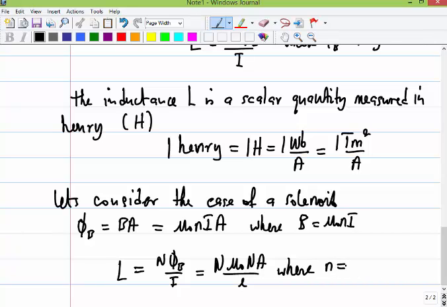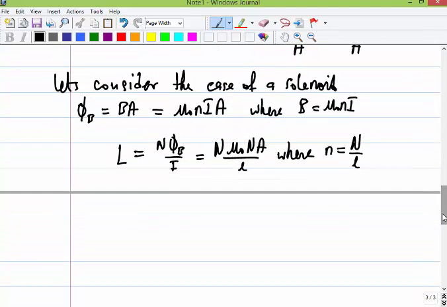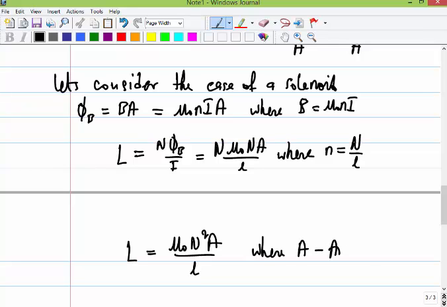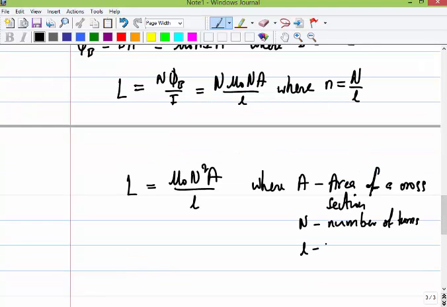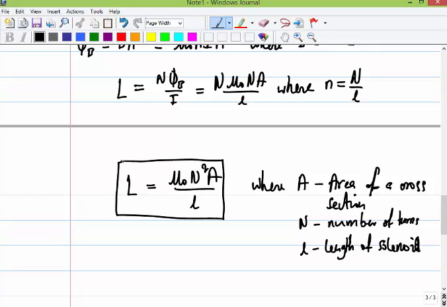Here the lowercase n is equal to uppercase N over l. Lowercase n is the number density, which is the number of turns per unit length. So L can be written as mu naught n squared A l, where A is the area of the cross section, N is the number of turns, and l is the length of the solenoid. This formula is the inductance of a solenoid of length l with N turns.